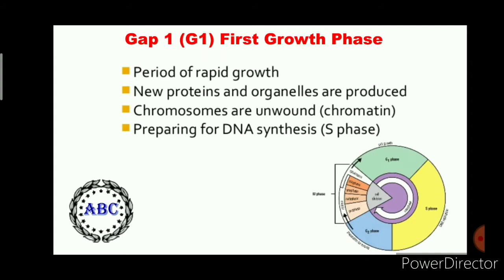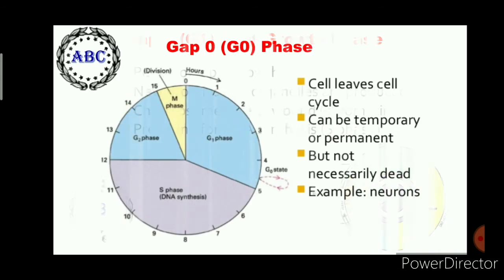This phase is generally the longest of all 4 cell cycle phases, and it is quite variable in length. During this phase, the cell chooses either to replicate its deoxyribonucleic acid, that is DNA, or to exit the cell cycle and enter a quiescent state, that is the G0 phase.